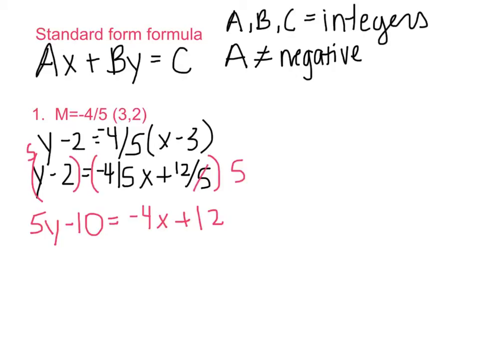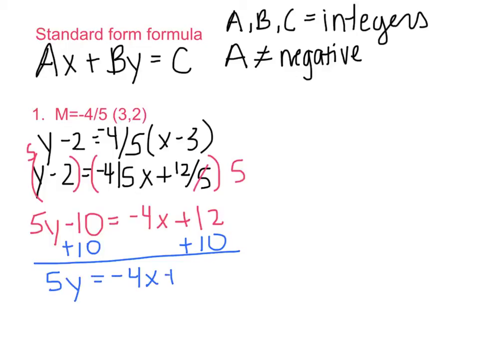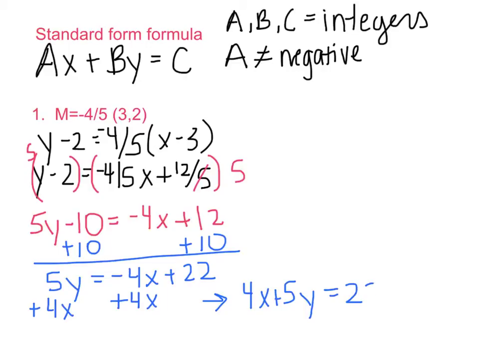Now you can do some simplifying. So we are going to add 10 on each side. 5y equals negative 4x plus 22. And if you look, we want our x to be on the other side, so we're going to add 4x and add 4x to where our answer is now going to be 4x plus 5y equals 22.